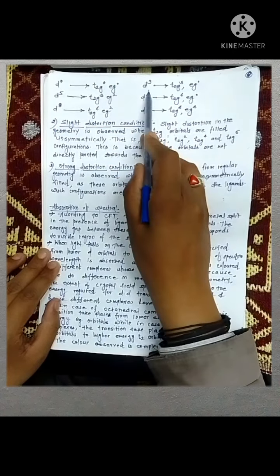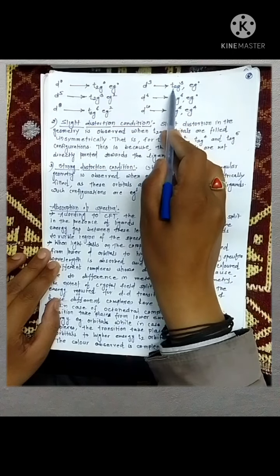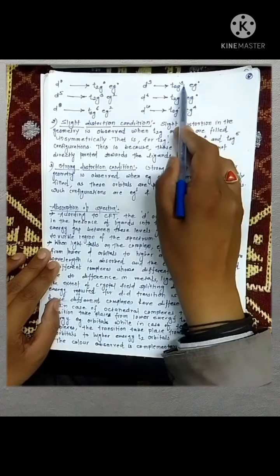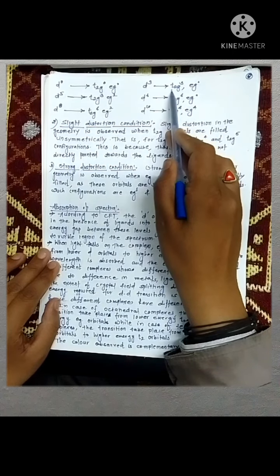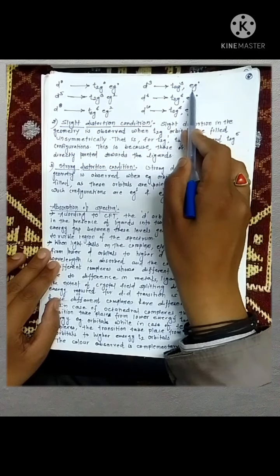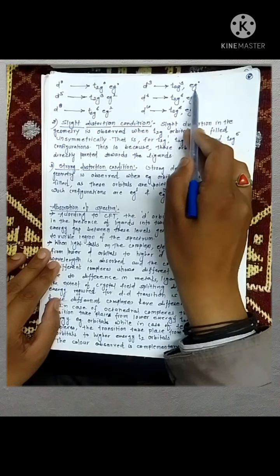In the d3 configuration, all the electrons go into the T2g set. The T2g set contains 3 orbitals, so each orbital has 1 electron. Because of that, this set is half filled, and Eg doesn't have any electron, so it is empty. That's why it is also a no distortion condition.